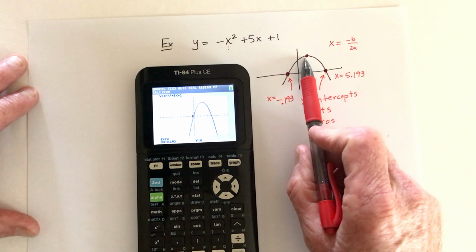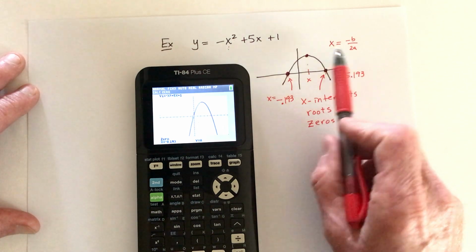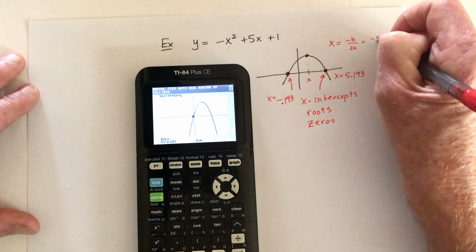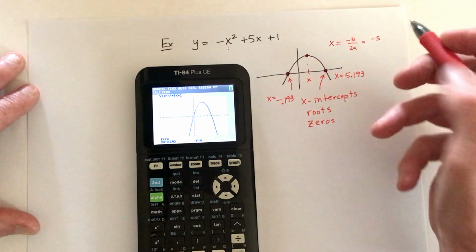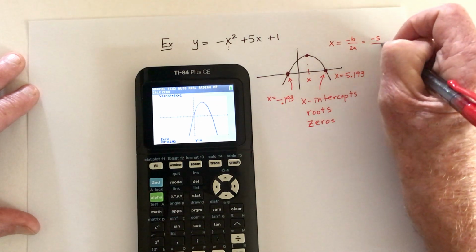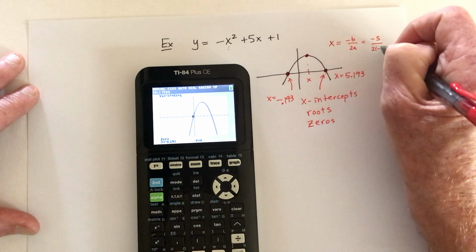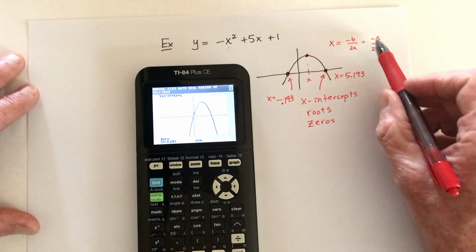Now for the vertex. Well, we do have this little shortcut formula, so negative b over 2a. So that's the b, so that's going to be negative 5. And then the a right here is a negative 1. So over 2 times a negative 1. So in here, the negatives are going to cancel.